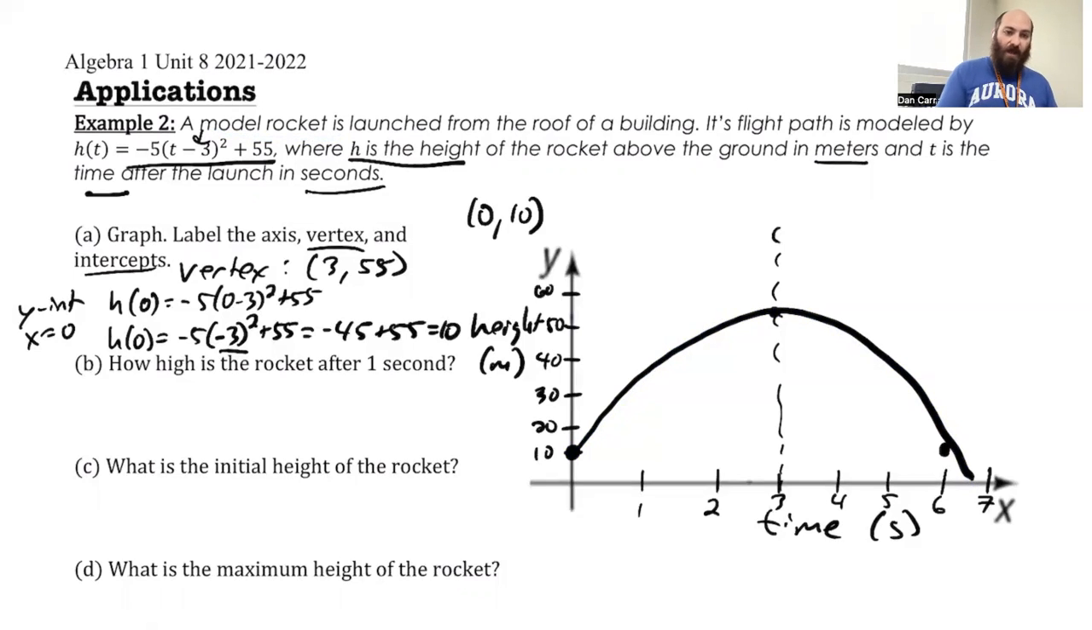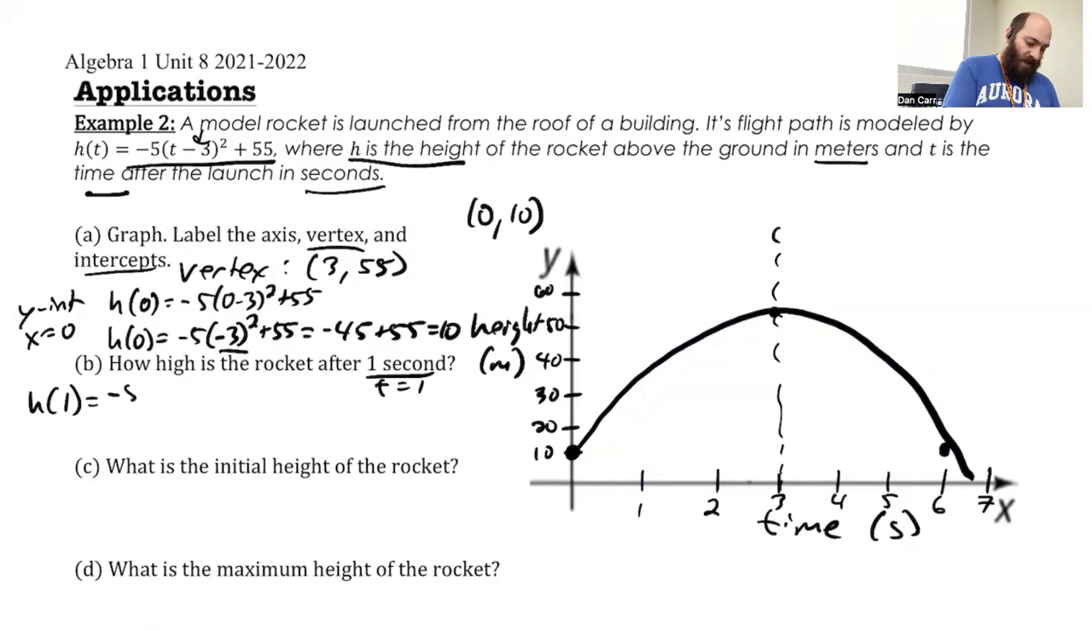So how high is the rocket after 1 second? 1 second means t is equal to 1. So I'm going to say, what is h of 1 here for my function notation? Again, this is where it's going to be at. Roughly speaking, I'm going to guess right around between 30 and 40. So let's see what happens.